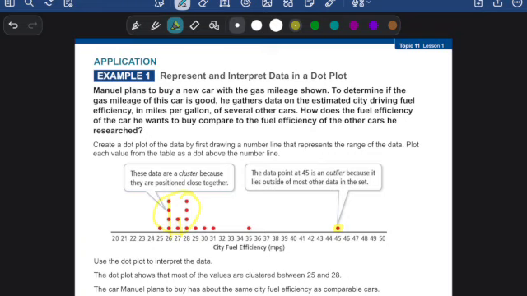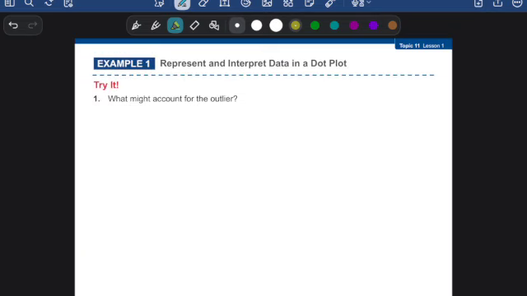What could account for this outlier? What kind of car might have a fuel efficiency of 45 miles a gallon? Well, if we think of modern cars now, probably some kind of hybrid car. It's still using gas, but as it's a hybrid, it can have a higher miles per gallon fuel efficiency.